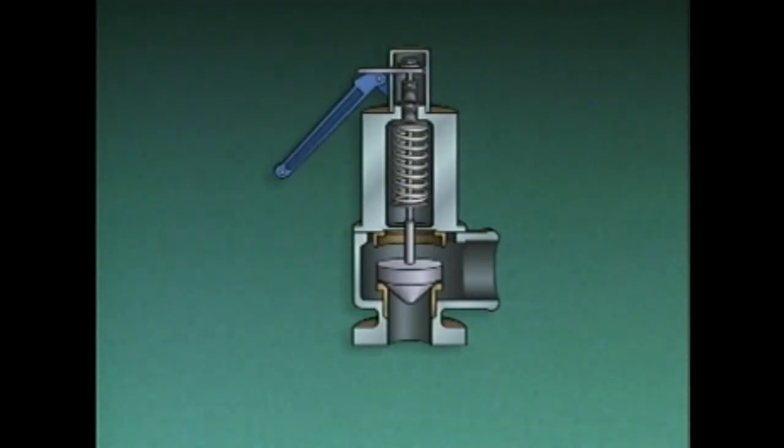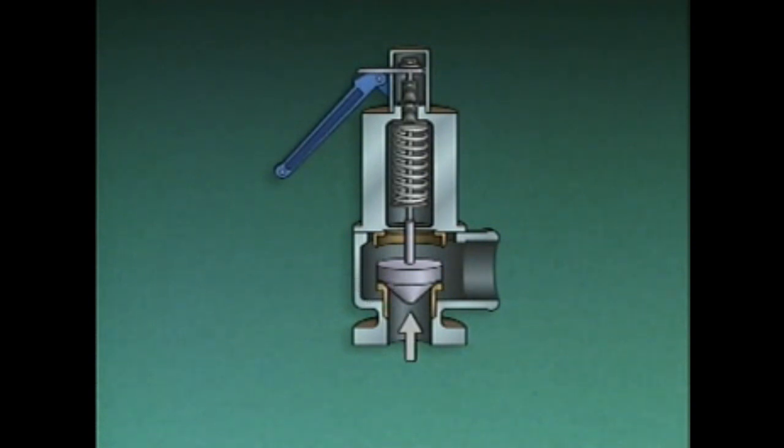Its main parts are the valve body, which has an inlet and an outlet, a disc or plug, a seat, a spring, a valve stem, and a handle, which can be used to operate the valve manually. The disc in this type of safety valve has a lip around its edge. This lip is not exposed to system pressure when the valve is closed, as it is now.